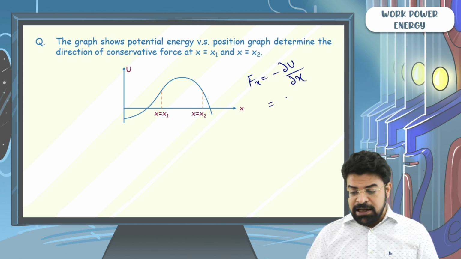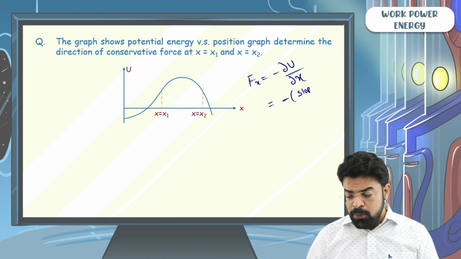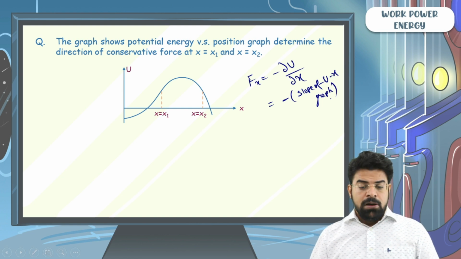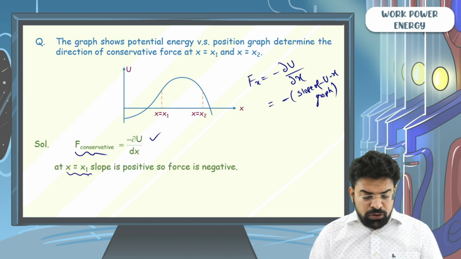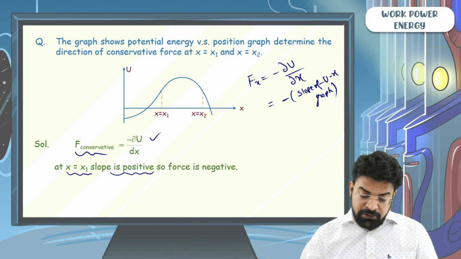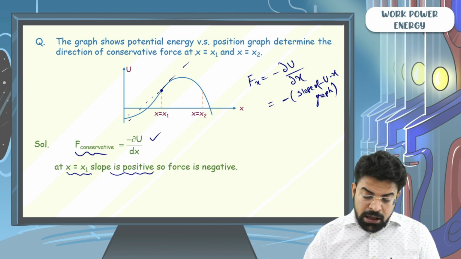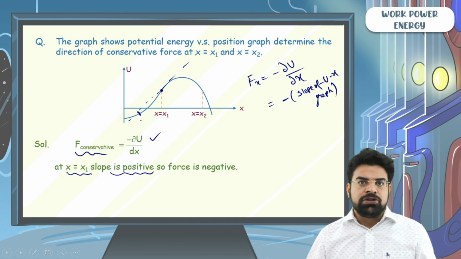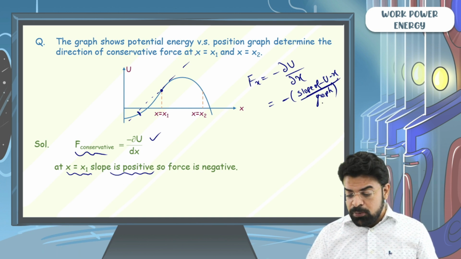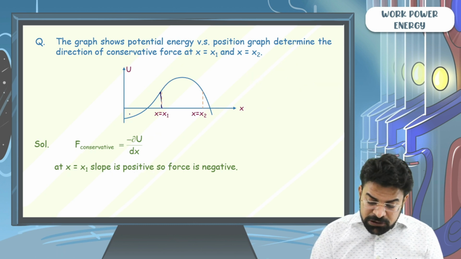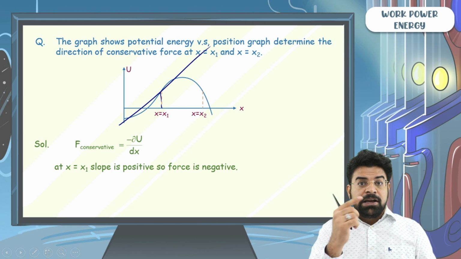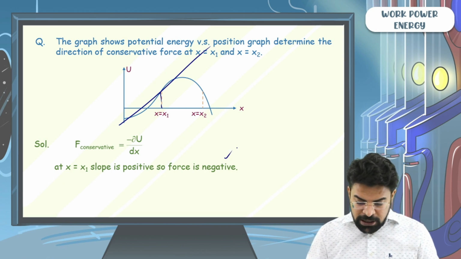So the force in x direction is nothing but minus times the slope of the U-x graph. Now we can say force conservative equals minus del U by del x. At x equals x1, the slope is positive. If you draw a tangent here, at x equals x1, the slope is positive. If at x equals x1, the slope of the U-x graph is positive, what will you say about Fx? Fx is minus times the slope of the U-x graph. If at x equals x1, the slope is positive, then the force will be negative. There is a minus sign, right? So, hence the force is negative.